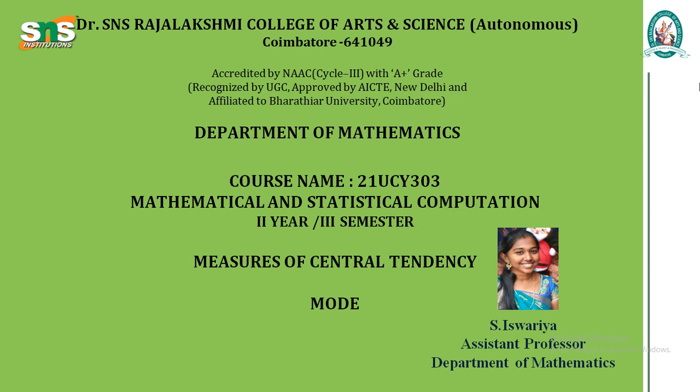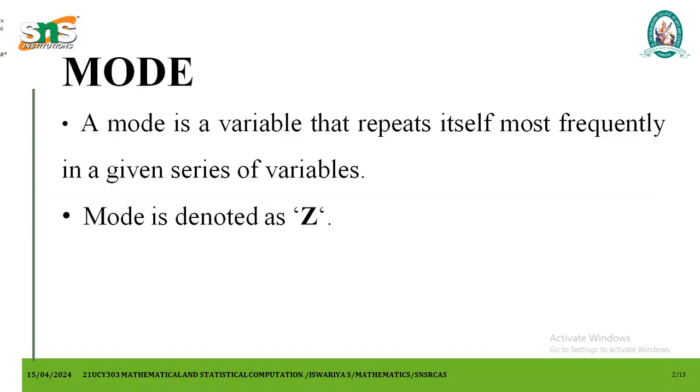Today we are going to see a topic, measures of central tendency. So in the measures of central tendency, we see a topic about the mode. So mode. A mode is a variable that repeats itself most frequently in a given series of variables. Mode is denoted as Z.